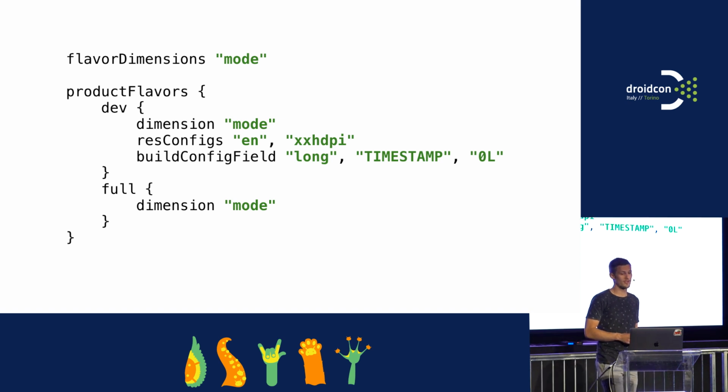Next thing that you can do is create a build variant for development. So what I do here is I created a build variant that's called dev. And as you see, for the resource configurations, I just copied the English language there and only the highest resolution.